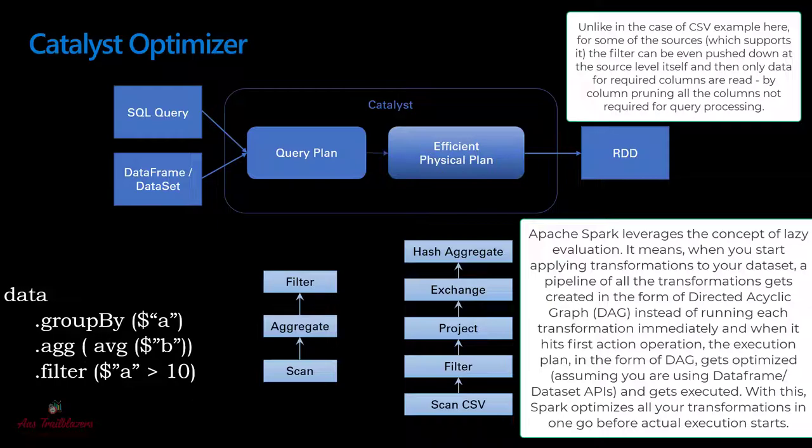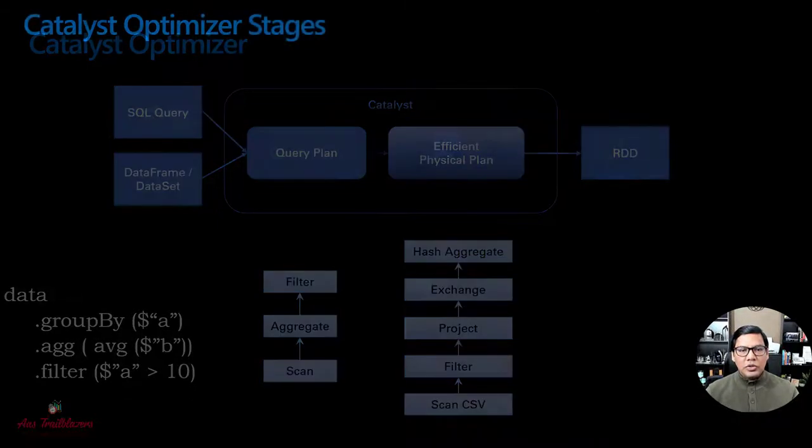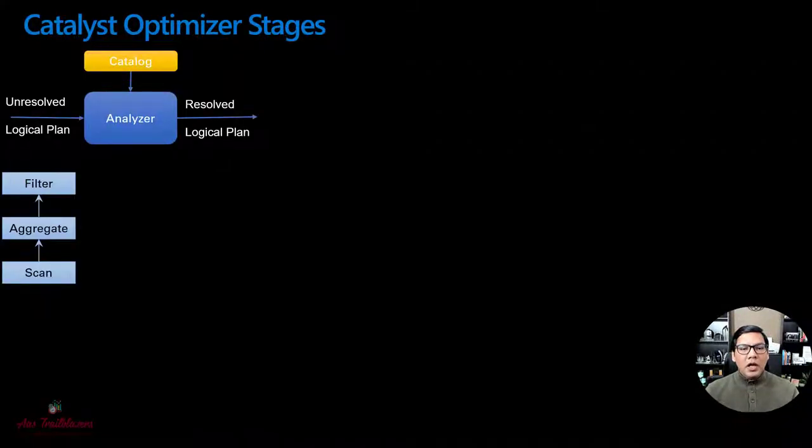Let's take this same example and go through each stage of Catalyst Optimizer and see how it moves from one stage to other stage. So to start with, if you look at this, we have this unresolved logical plan getting generated when we are submitting the job. That is what the analyzer gets.